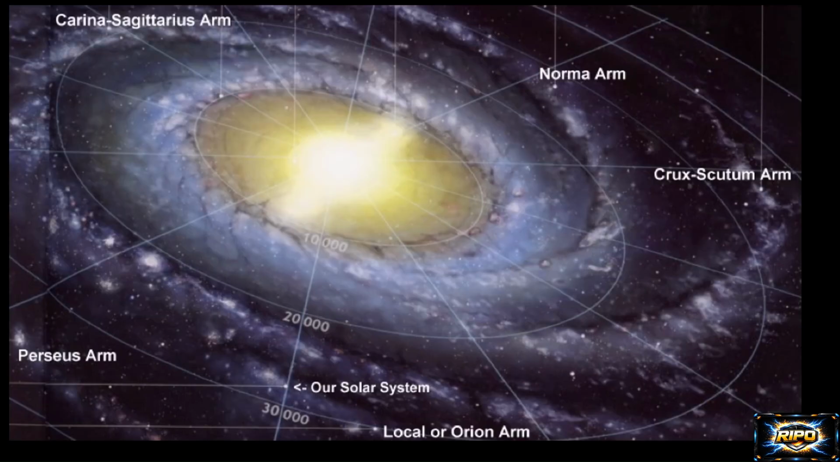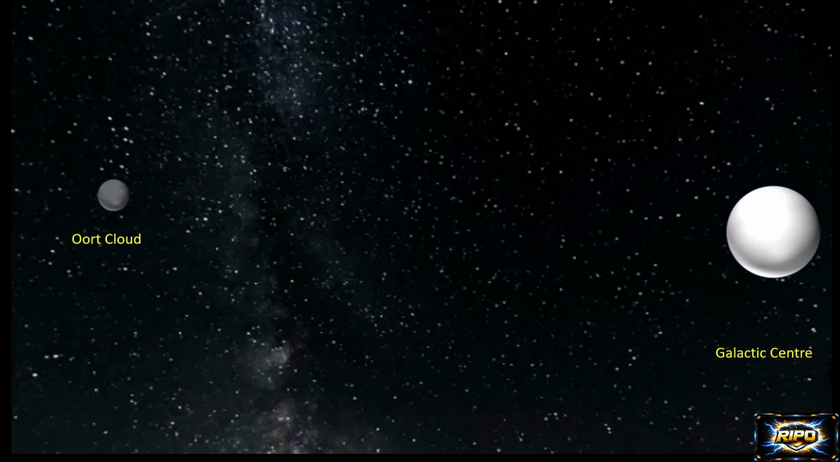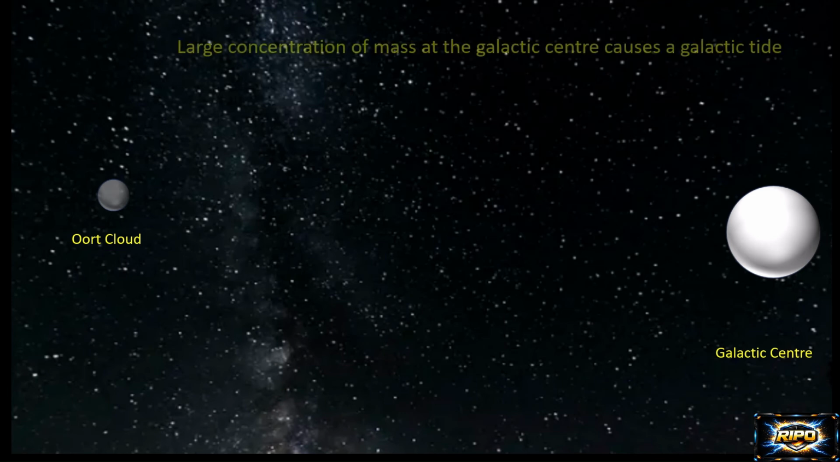Now, if we take the case of the solar system, it lies in the outer region of our Milky Way galaxy, about 27,000 light years from the galaxy centre. So there is a galactic tide, with one side of the Oort cloud having slightly weaker gravitational attraction than the side closest to the galactic centre.